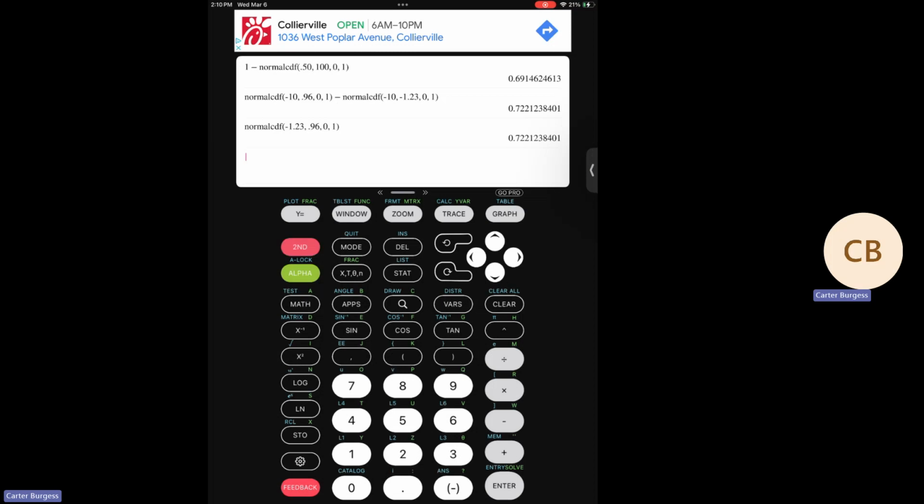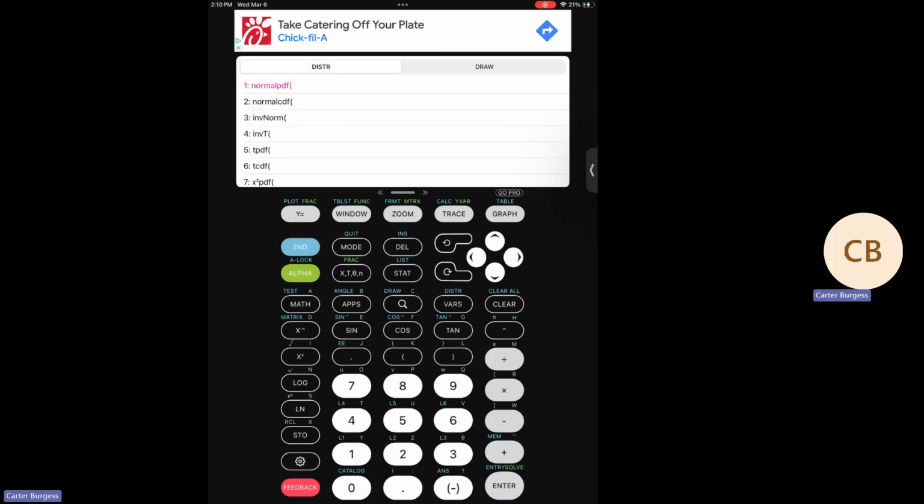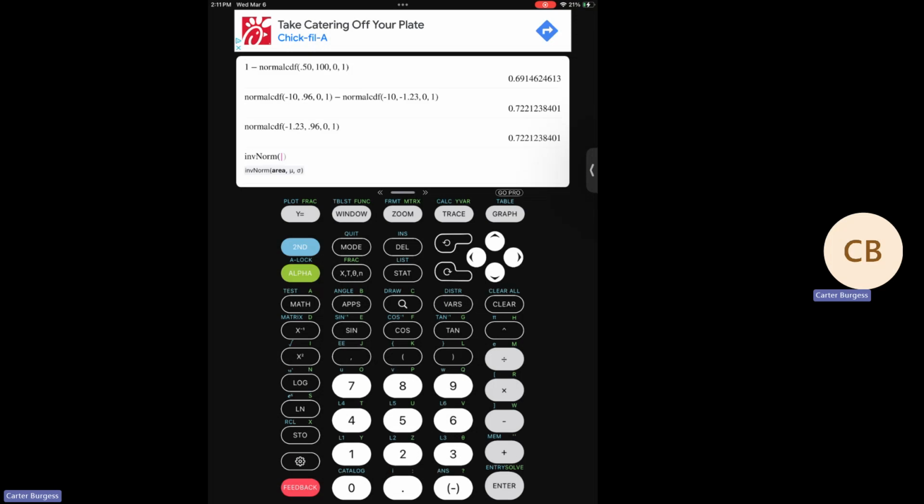So if I go to second distribution, what we are going to want to do here, our normal CDF took in z-scores and spat out areas. Our inverse normal is going to take in areas, completely backwards here. Normal CDF took in z-scores. Whatever. This is going to do what we want. It's going to take an area. It's going to spit out a z-score.